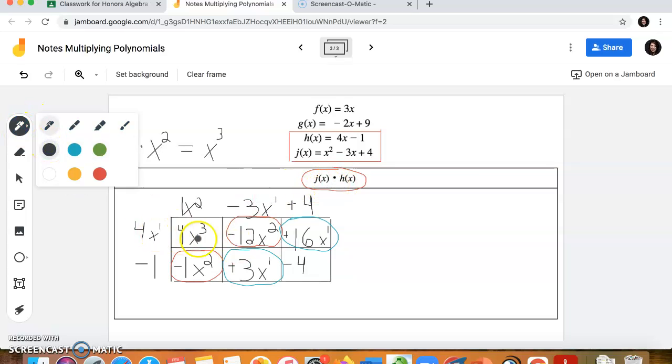So I'm going to go ahead and just go left to right. And I'm going to go ahead and write the 4x to the third down here because it can't be combined with anything. But then the -12x squared and the -1x squared, you just add those. So -12 plus -1 is going to be -13x squared.